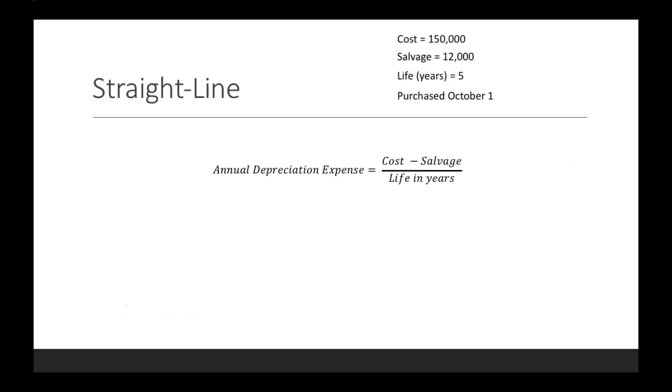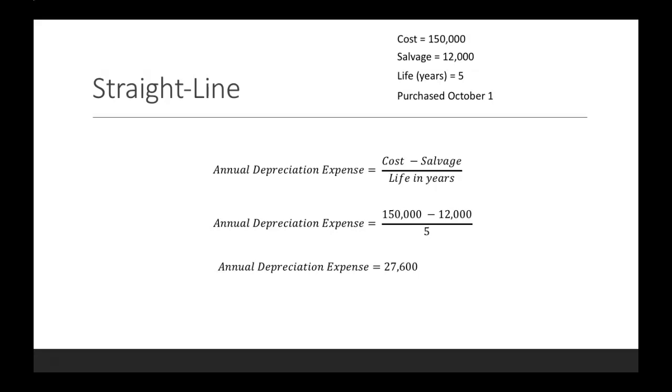Let's start off with straight line. So I have all of the important information up along the top, and then the equation for the annual depreciation expense. So we're going to take our cost minus our salvage, divide it by the number of years in its expected life. So we fill in those numbers. $150,000 minus $12,000 divided by 5, and we find an annual depreciation expense of $27,600.